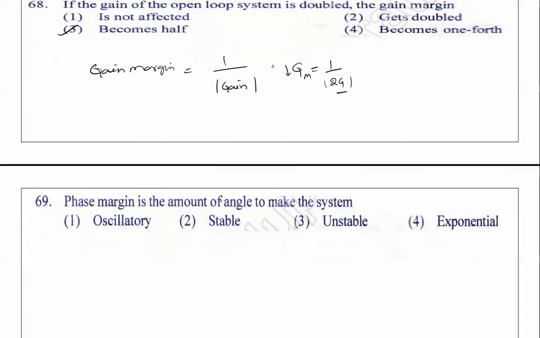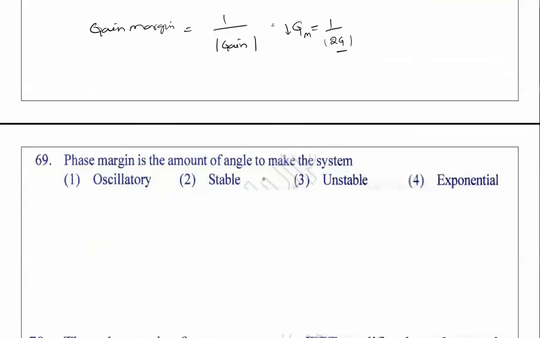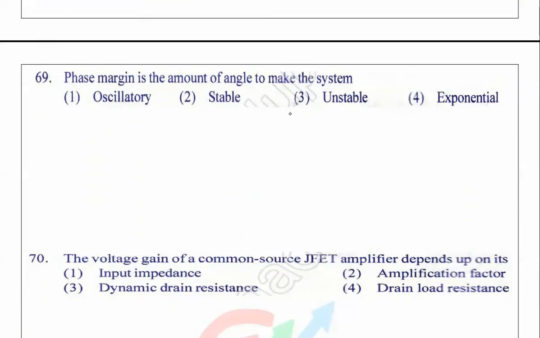And next one, phase margin is the amount of angle to make the system unstable here. When you are going for steady state analysis or stability analysis of a control system, we will draw a margin line. Here the system is stable, here the system is unstable. So this margin indicates the phase margin, a margin that indicates if you cross this margin, the system enters into the unstable region.